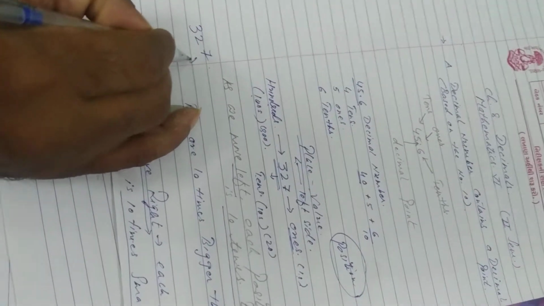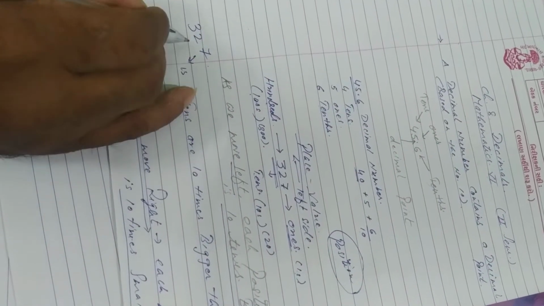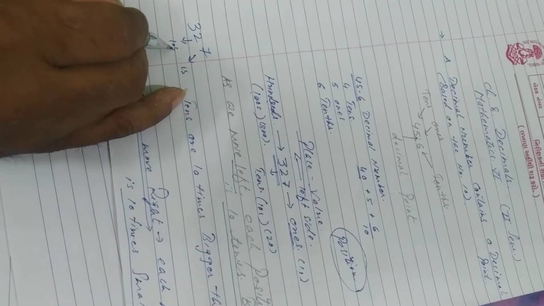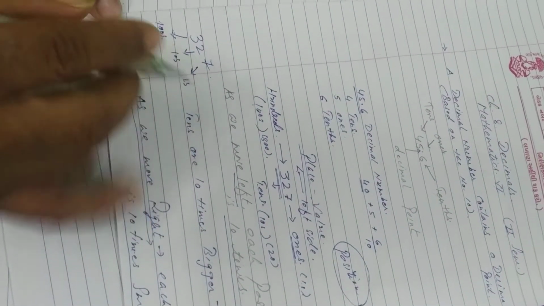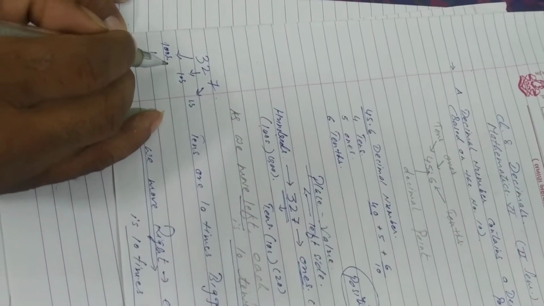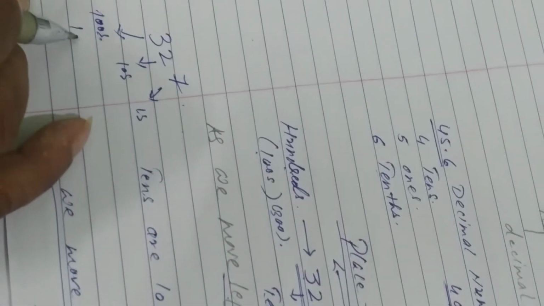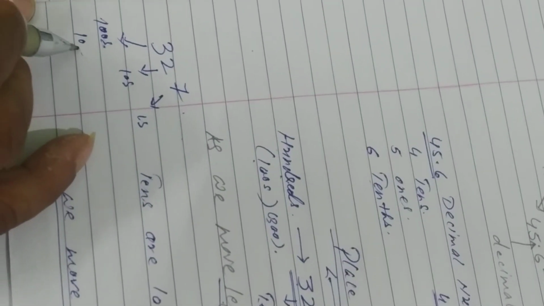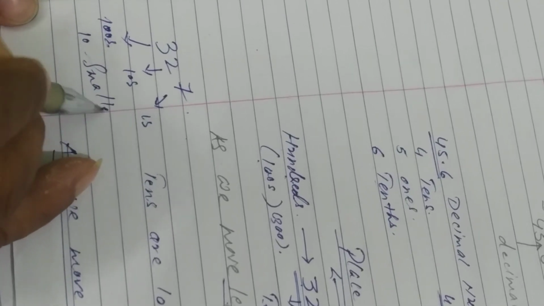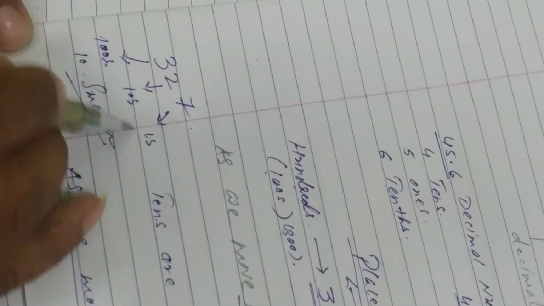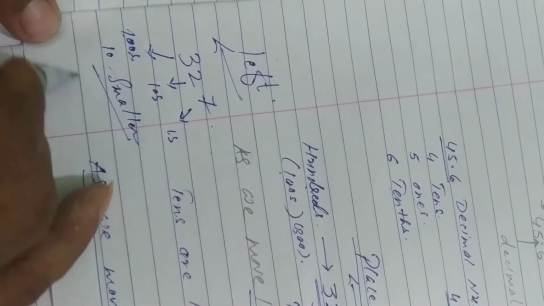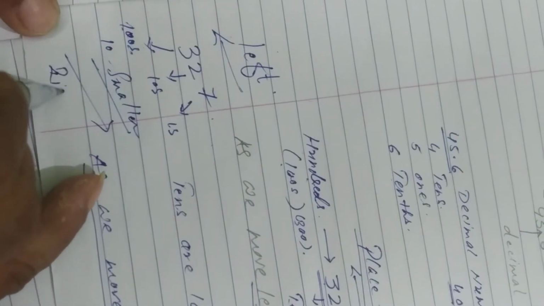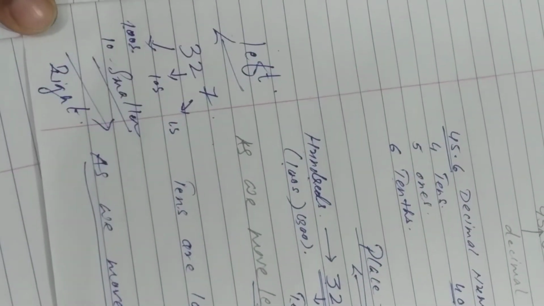See, once again, try to understand over here. 327. Ones, tens, hundreds. Right? Tens is smaller. Got it? Hundreds is bigger. So on which side? Left side. So what? Bigger. And if suppose we move on the right side, so what? Smaller. Right?